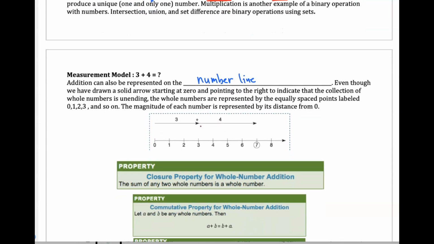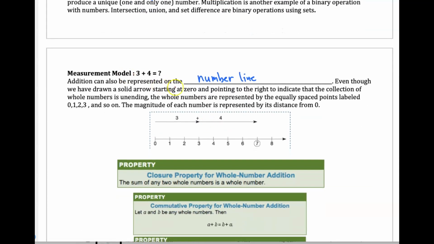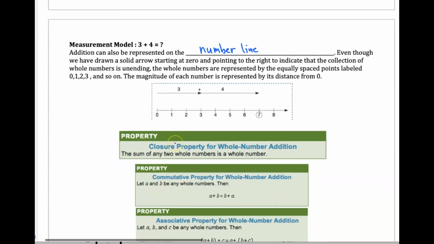What would a measurement model look like? A measurement model goes back to the number line. Addition can be represented on a number line. Noticing the sum here, 3 plus 4, you would go 3 and then 4 more. Where you end up is 7. That's using a measurement model, represented on a number line to find a sum.